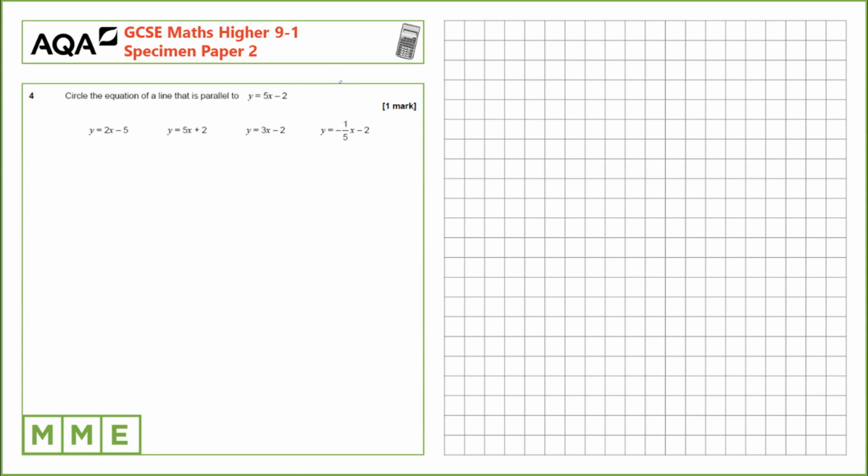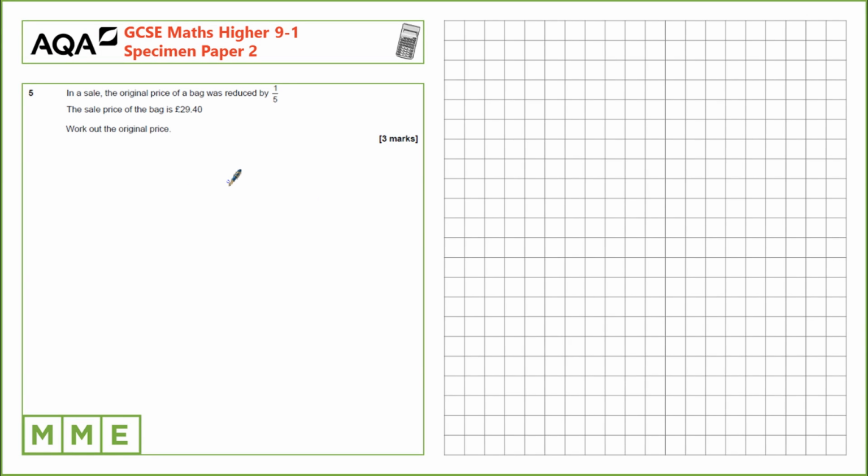Question 4. Circle the equation of a line that is parallel to y equals 5x minus 2 for 1 mark. If we're looking at an equation of a straight line, they're usually in the form y equals mx plus c. In this form, the gradient is the coefficient of x. So we're looking for an equation here that has the same coefficient of x. This one does not, this one does, and none of the others do. So our answer, y equals 5x plus 2, must be parallel to this line here.